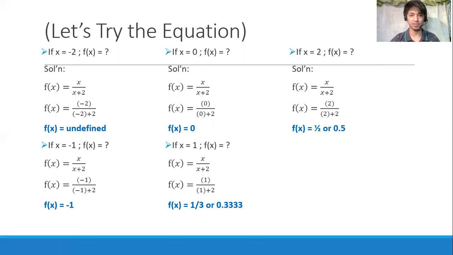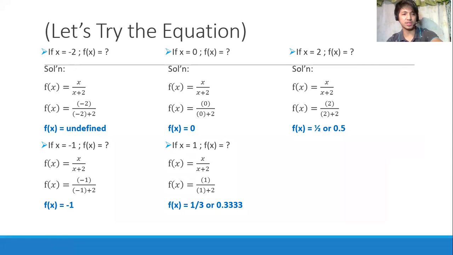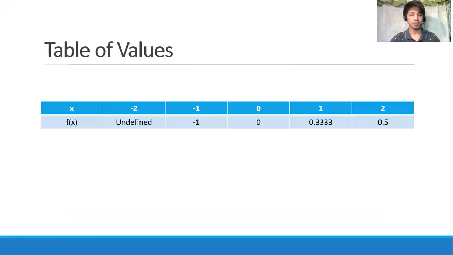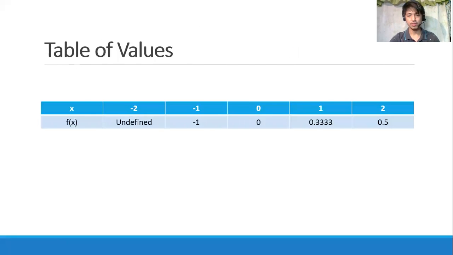We are going to use these values to represent the table of values. As you can notice, we used -2 for the first solution. If x is equal to -2, the value of f of x is undefined. Then -1 and -1, 0 and 0, 1 and 1/3 or 0.3333, and then 2, which gives 1/2 or 0.5.